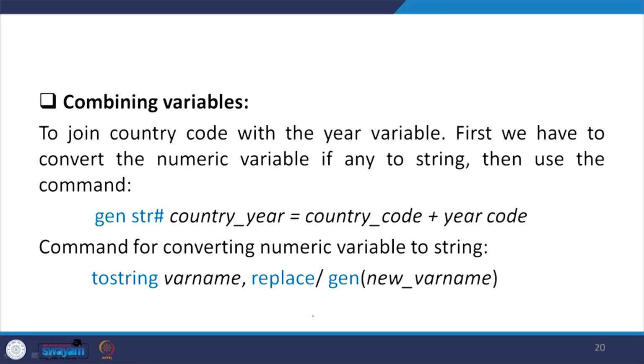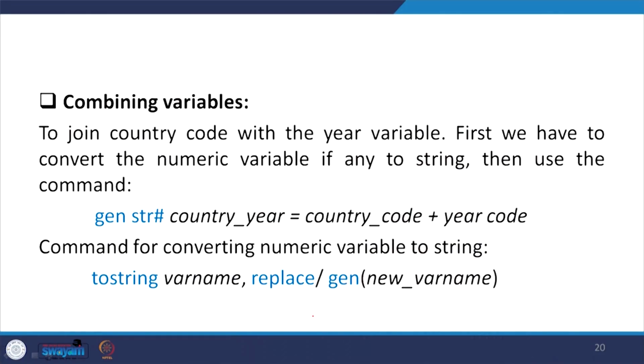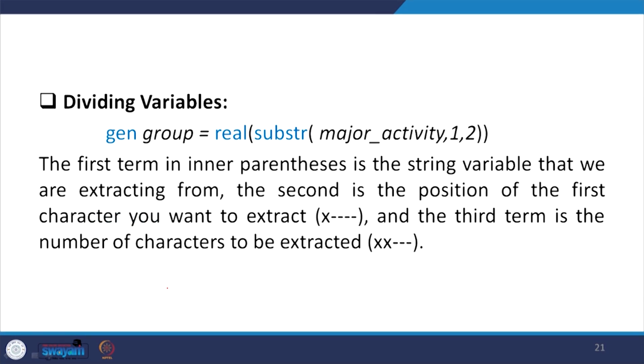All right. So now, combining variables. We can combine variables, like joining country code with the years information, as we have shown in the country example. First, we have to convert the numeric variable, if any, to string, and then you use the command. So, generate a string variable, year number, equal to country code and year code. The command for converting a numeric variable to string is the tostring command, which you can see through the data.